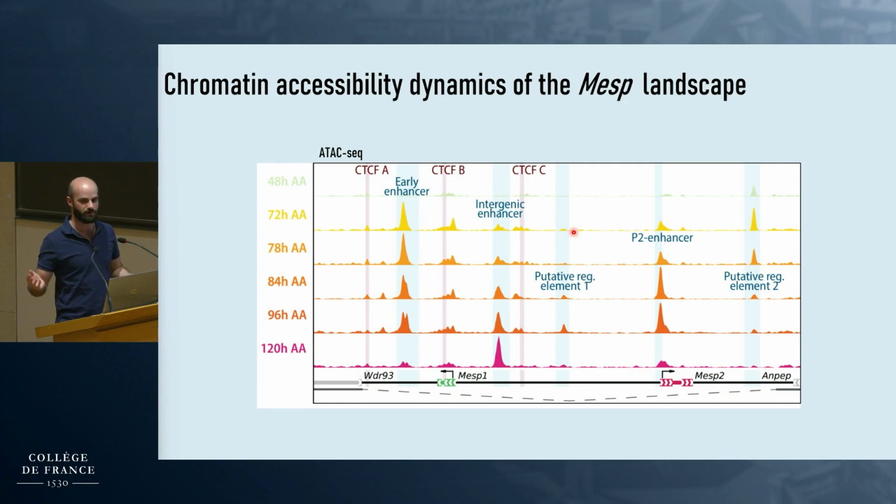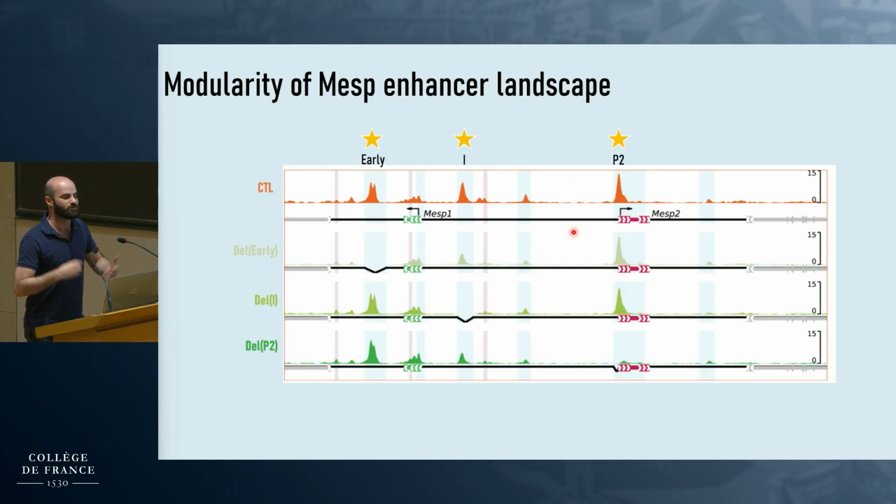And after doing all this, we wanted to be extensive and identify all the potential elements that could be involved in the regulation of this locus. And we ended up with just 3. The two known, the intergenic and this P2 element, and this early one. And those are the ones I will show you now.